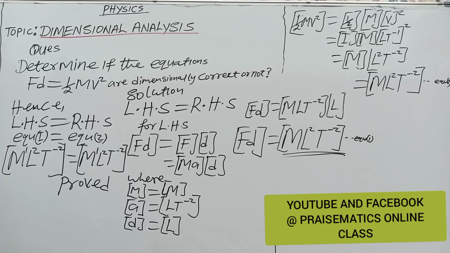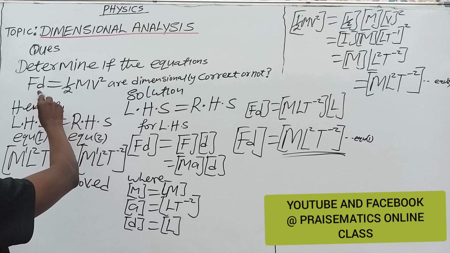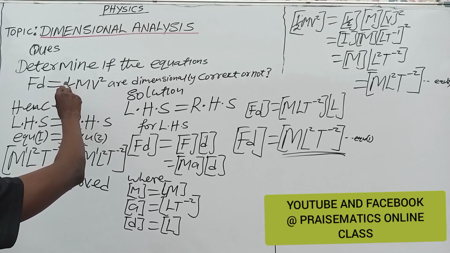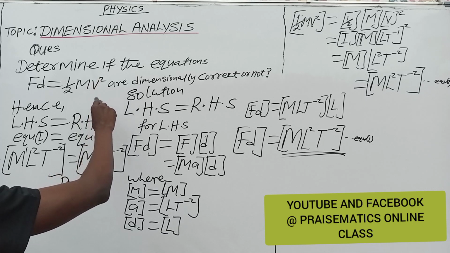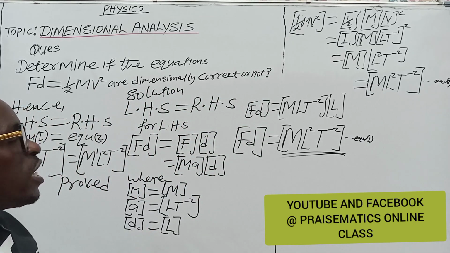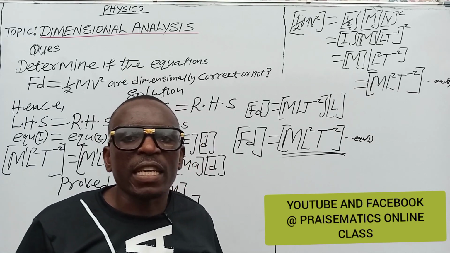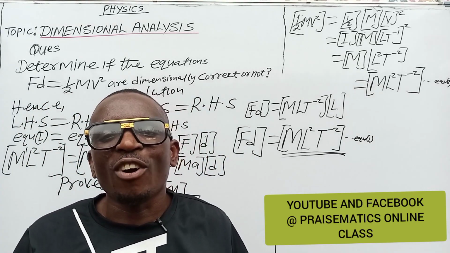So finally, you can now say that the dimension of FD is equal to 1 over 2 mv square, which are dimensionally correct. Hence, the energy is equal to kinetic energy, and it is dimensionally correct.